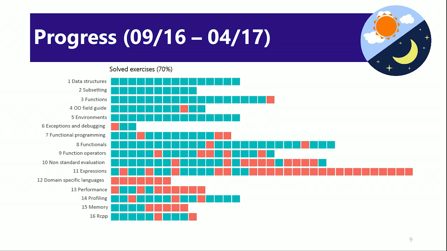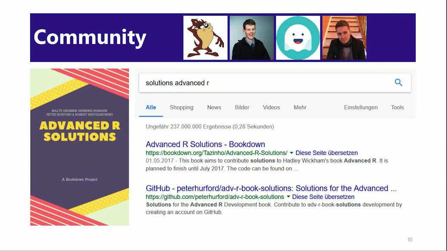However, the main goal is not to solve all of the exercises. The main goal is to understand the content. What you can see from this graphic is that the part on metaprogramming is kind of the hardest part in the book, from my experience. However, the book is already online. It is called Advanced R Solutions. And you can find it on bookdown.org.